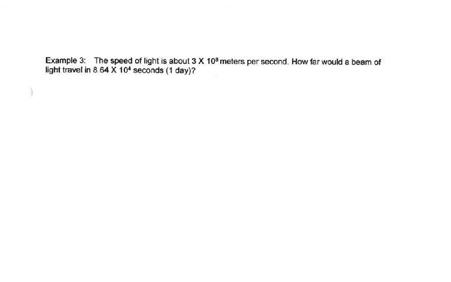The speed of light is 3 times 10 to the 8th meters per second. How far would a beam of light travel in 8.64 times 10 to the 4th seconds? So let's see what we would do here. One thing when you approach these questions that I think is really important, I'm not going to worry about 3 times, well, let me just write it. So it's going to be 3 times 10 to the 8th meters per second.